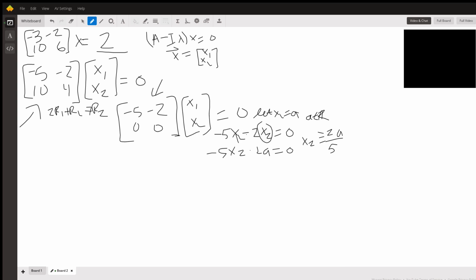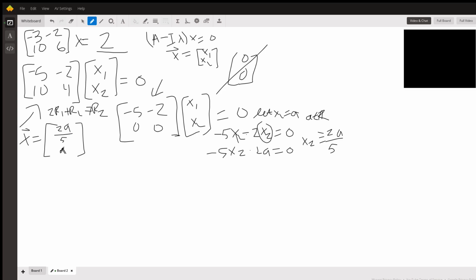So what we have here is a vector. So the vector x equals negative 2a over 5 and a. So a can be any real number. We want it to be a non-zero vector, so our eigenvectors must be non-zero. Otherwise, we'll see that we have issues if we let our eigenvectors be zero vectors. That doesn't mean that we can't have a zero in one of the positions, but it just means that the zero vector is where we have zero in all positions. We cannot have that as an eigenvector.